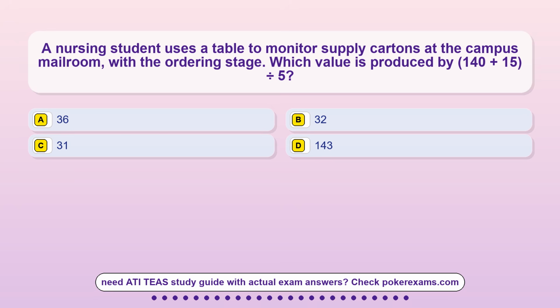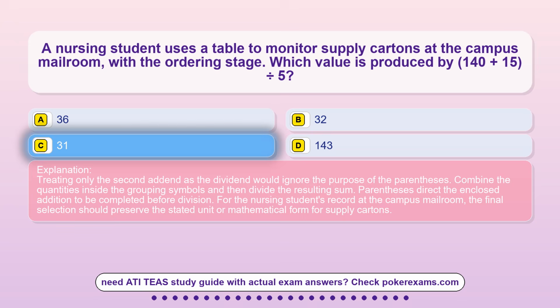Option A, 36. Option B, 32. Option C, 31. Option D, 143. The correct answer is option C, 31. Treating only the second addend as the dividend would ignore the purpose of the parentheses. Combine the quantities inside the grouping symbols and then divide the resulting sum. Parentheses direct the enclosed addition to be completed before division.